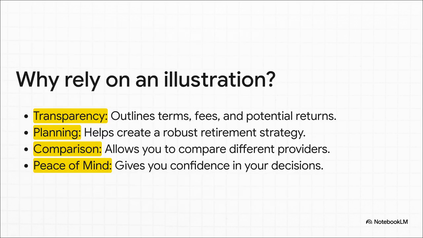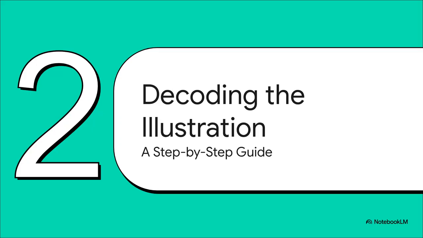So why should you really care about this document? Well, for a few absolutely crucial reasons. For starters, it brings transparency to the table. It forces all those terms and fees right out into the open where you can see them. It's also a really powerful planning tool that helps you build a solid retirement strategy. And, this is critical, it lets you compare different products side by side to find the best value. All of this really just adds up to one thing: giving you the peace of mind that you're making a smart decision.